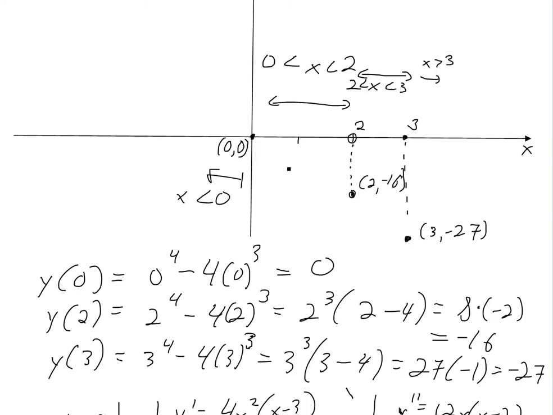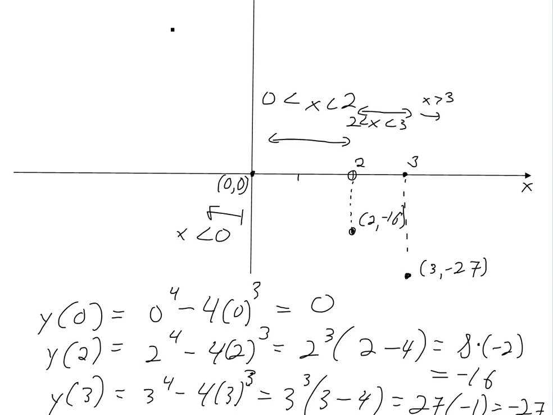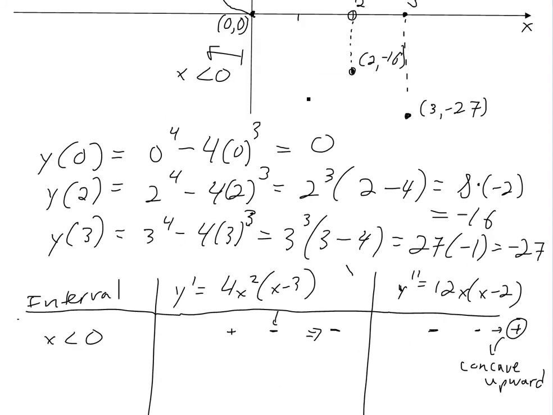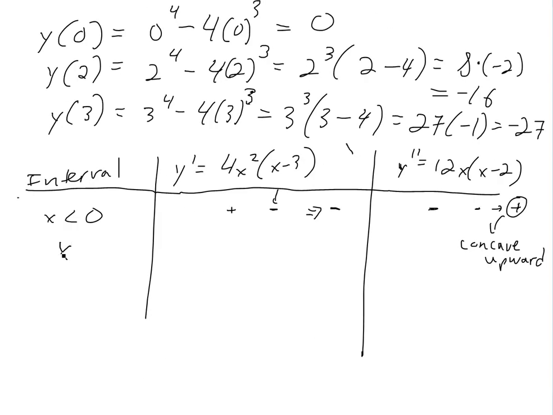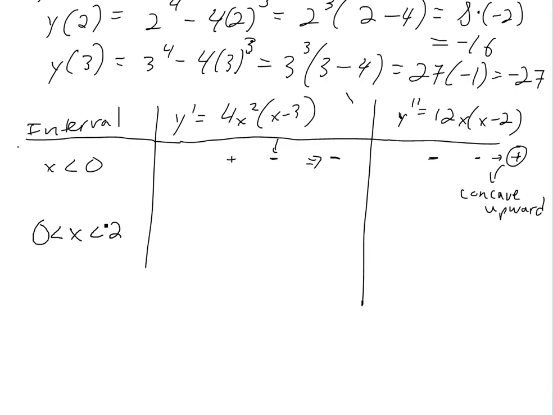So we could actually just draw that out here. If it's concave upward, it's going to be something like this. Where x is less than 0, it's going to be concaving up. And then now if we look at between 0 and 2 here, so x is less than 2, greater than 0 here.